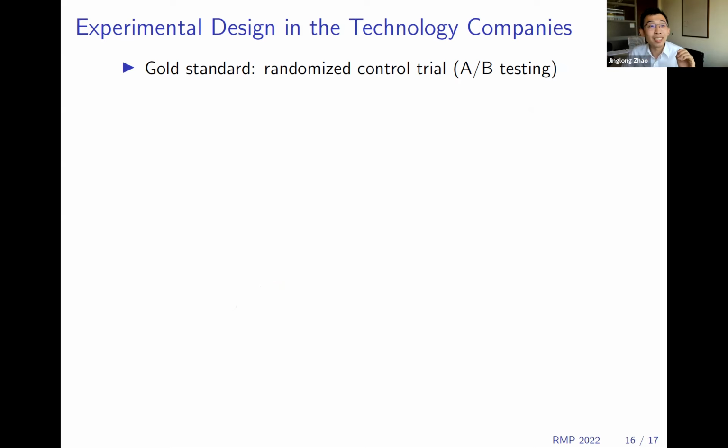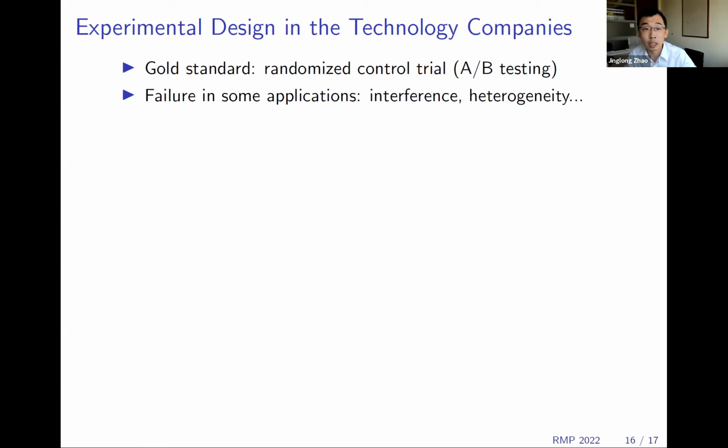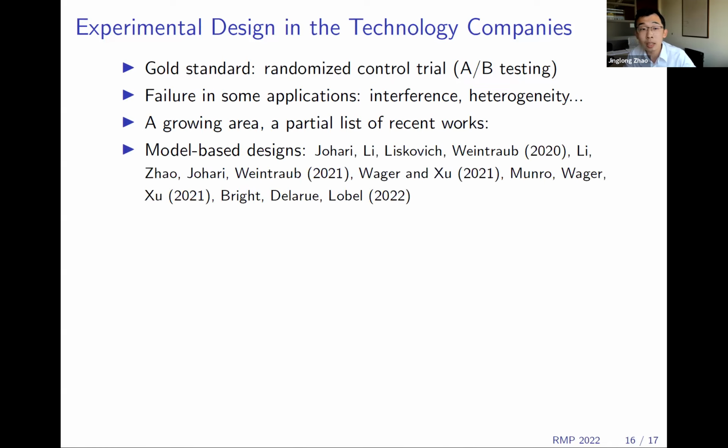Cool. So I'm going to conclude by giving this pitch about experimental design in technology companies, which is an emerging area in current research. Basically, the gold standard of running an experiment or running A/B testing is to run a randomized control trial, but it sometimes fails in some applications due to either interference or heterogeneity. And this is a growing area. And here I would like to point to a partial list of recent works.